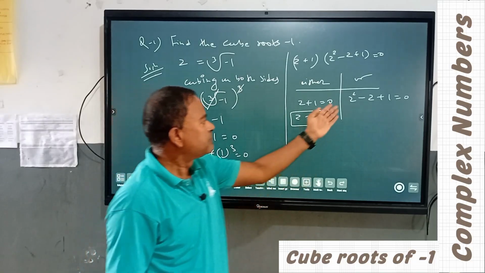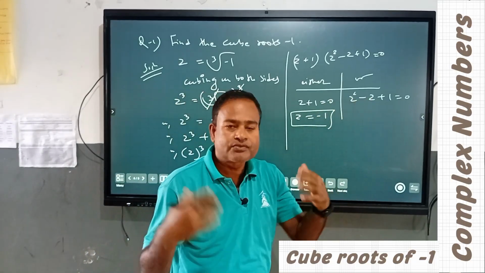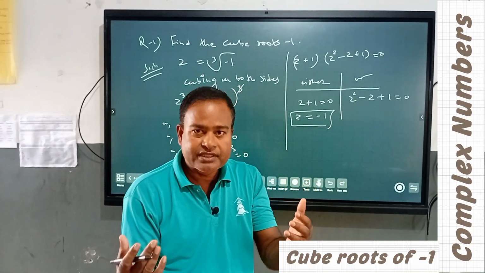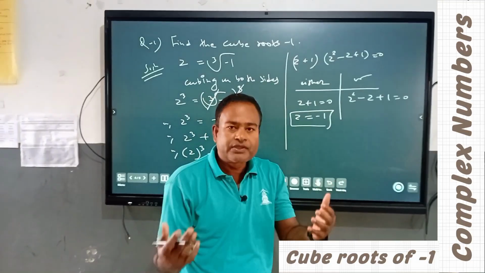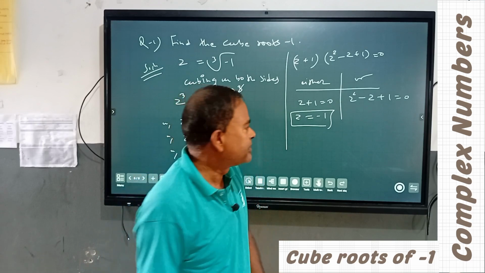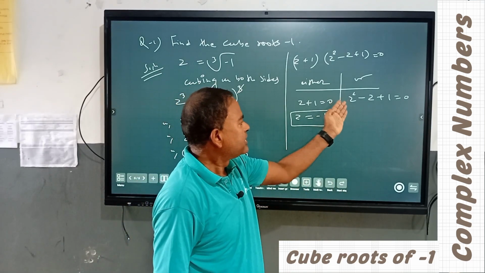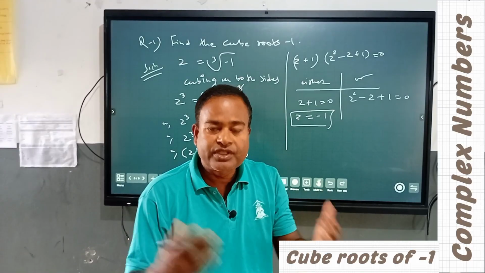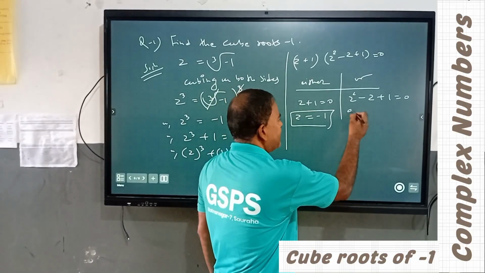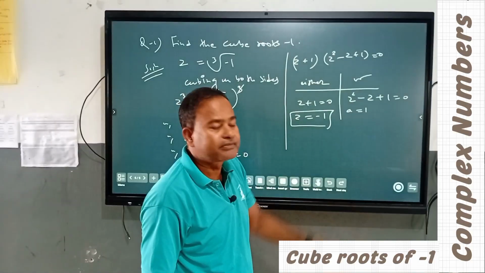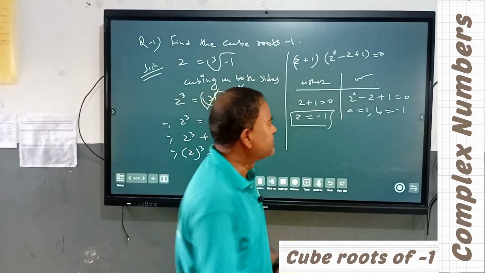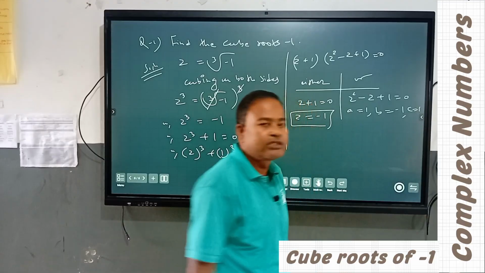Now let's solve the second equation, z square minus z plus 1 equals 0, which is a quadratic equation. We know the formula of the quadratic equation is x equals minus b plus minus root b square minus 4ac by 2a. If we compare z square minus z plus 1 equals 0 with ax square plus bx plus c equals 0, we get a equals 1, the coefficient of z square, b equals -1, the coefficient of the second term, and c equals 1, the constant term.